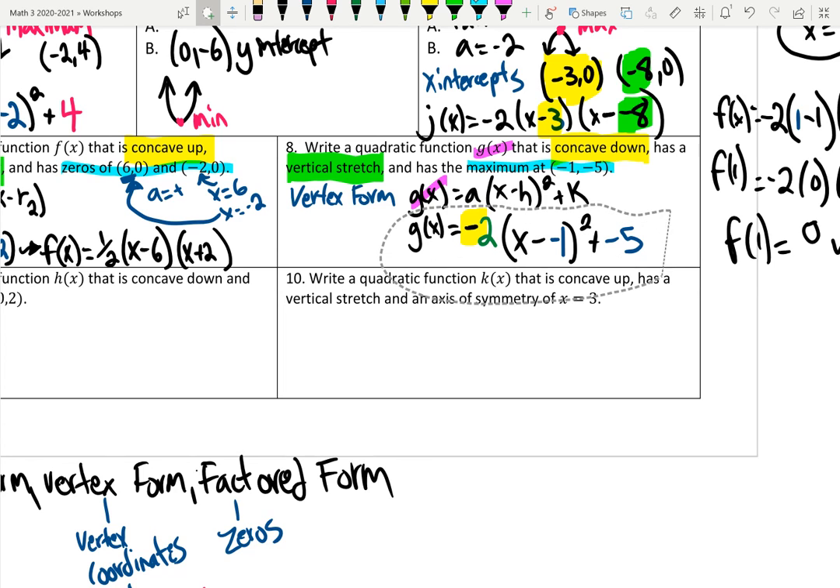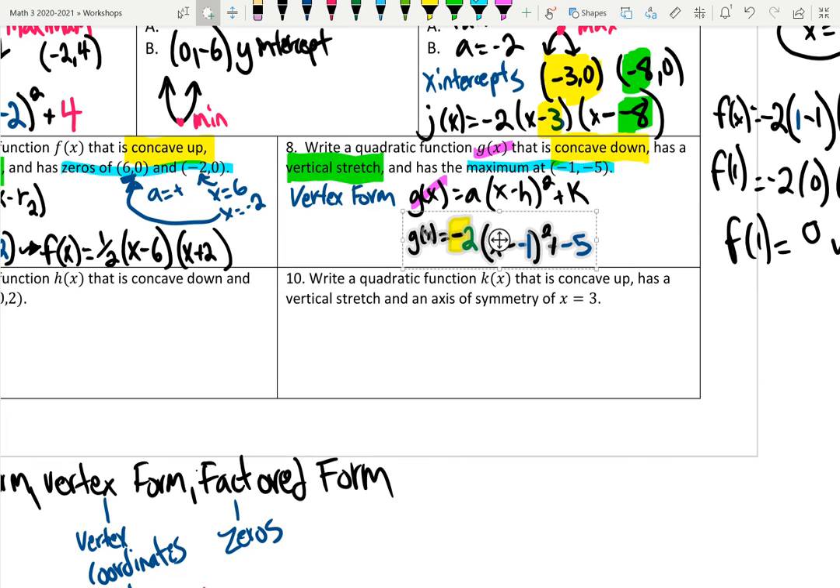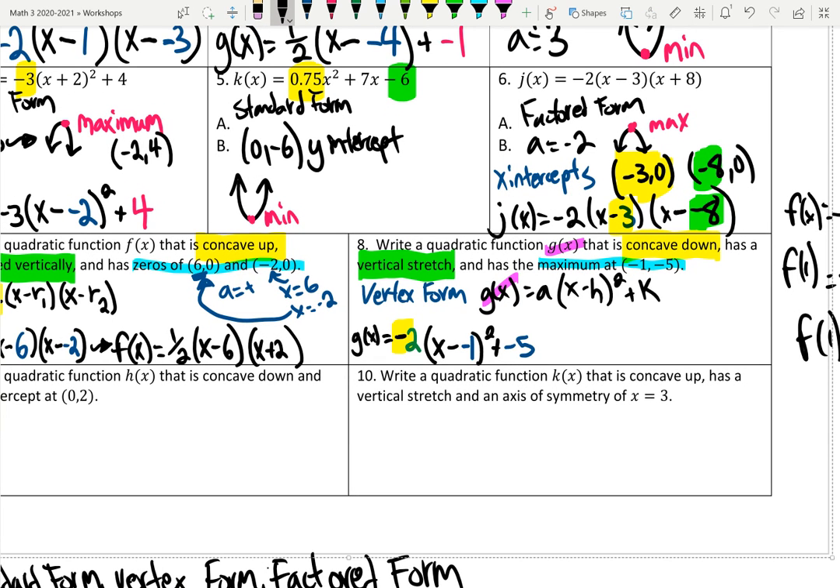As all good mathematicians do, when I'm creating an equation to turn into my boss that was specifically requested, I'm going to clean it up and rewrite it as g of x is going to be equal to negative 2. I'm going to rewrite the inside as x plus 1 squared minus 5.